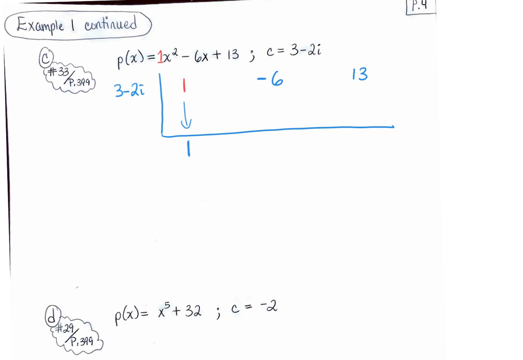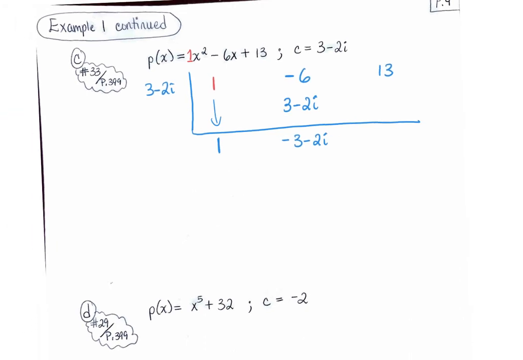So the first thing we do, we bring the 1 down. So 1. Then what do we do now? We multiply 1 times 3 minus 2i. That gives us 3 minus 2i. We add. -6 plus 3 is -3 minus 2i. So we get -3 minus 2i. Now we have to multiply -3 minus 2i times 3 minus 2i.